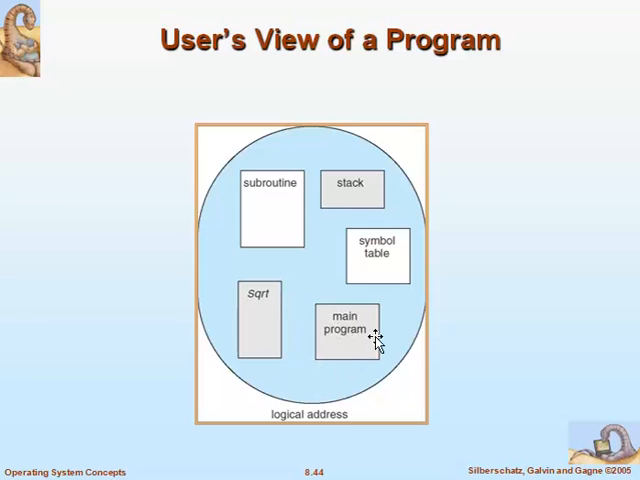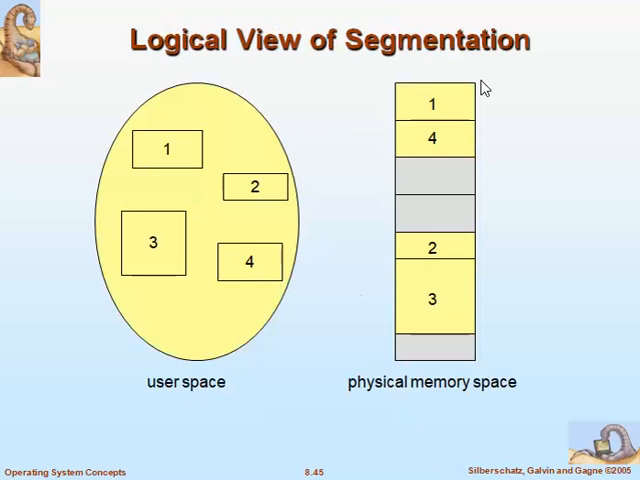For example, you have a main program, symbol table, stack, subroutine, and sqrt, which is again a function, so that is considered as a segment. So the program is made into the collection of all these segments. Collectively all these segments make the program. So this is a logical view of the segmentation user space.